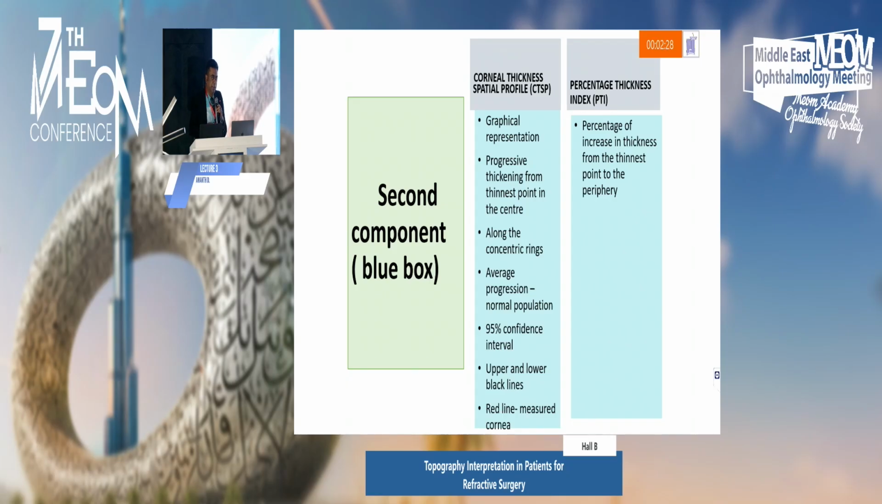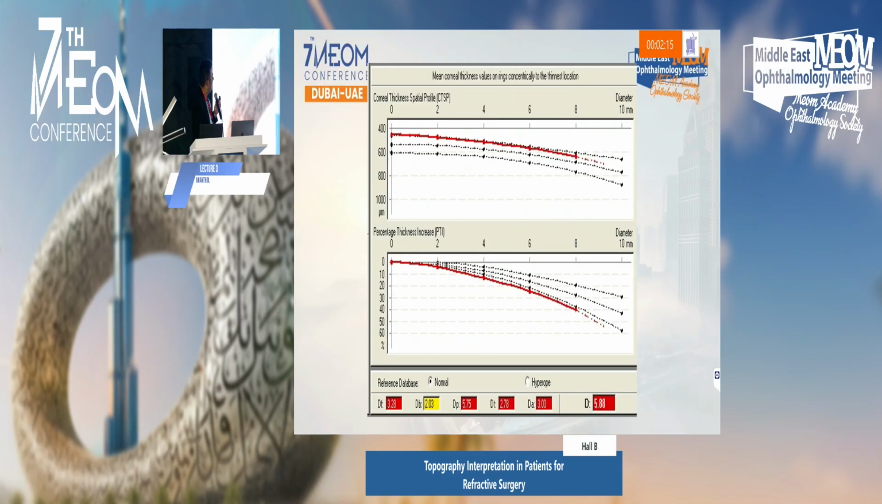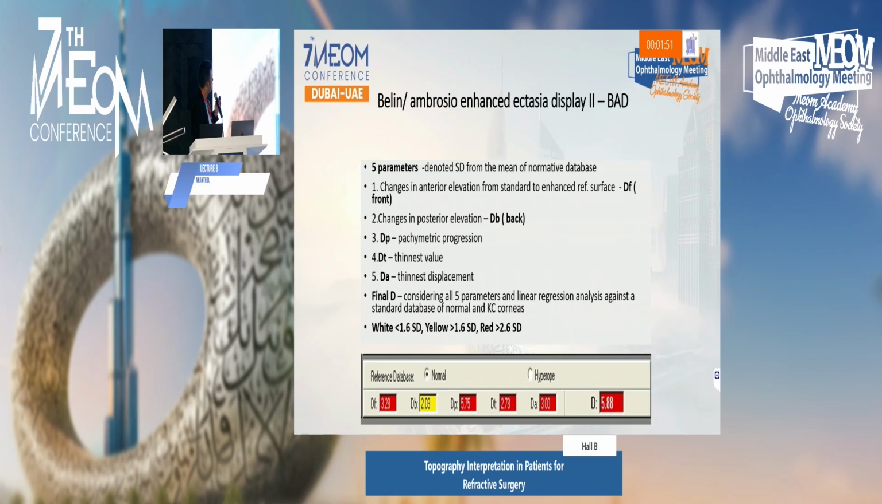Then, as I mentioned, the thickness parameter is nothing but the difference between the peripheral and the central corneal thickness. If it exceeds more than 100, we start thinking that there's a progressive thickening from the thinnest point to the periphery. These two are indicated as two entities called CTSP and corneal thickness. It tells us how far the percent of thickness is increasing from the central to the periphery. The patient's values are documented in a red line. It should fall within the two black lines. If it takes a jump from it, then we think that either the central cornea is thinner and the peripheral cornea is very, very thicker. This can be a case of early keratoconus too.